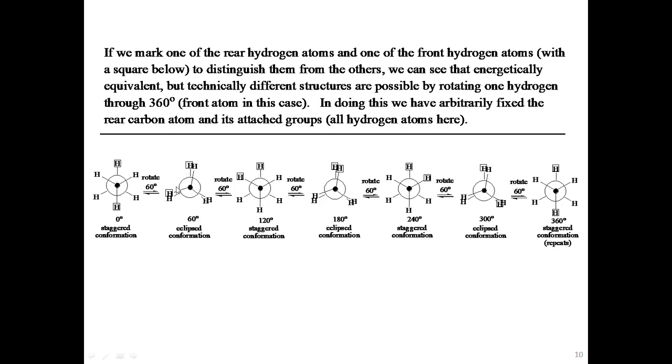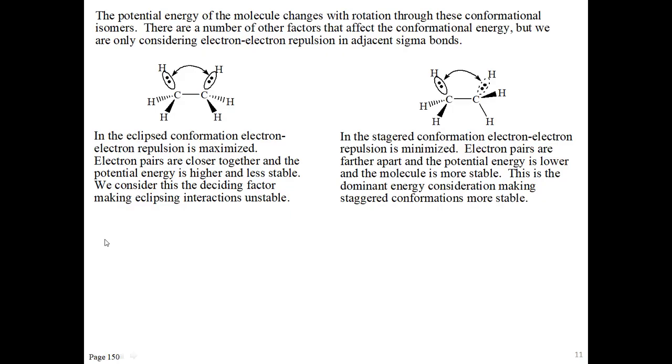So now I have groups on the front carbon right on top of groups in the back carbon. I rotate another 60, and I'm at staggered again. The same equal energy to what I had at the start, but we're referencing this one hydrogen. So we just keep rotating all the way through. We'll have a staggered, eclipse, staggered, eclipse, staggered, eclipse, and finally I get to 360, which is right where I started over here. Okay, so that's kind of repetitive.